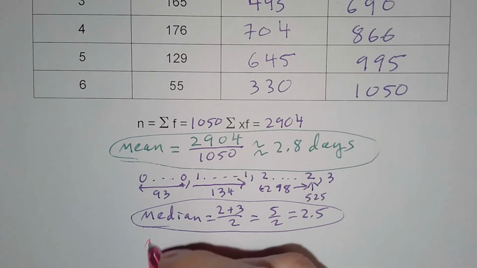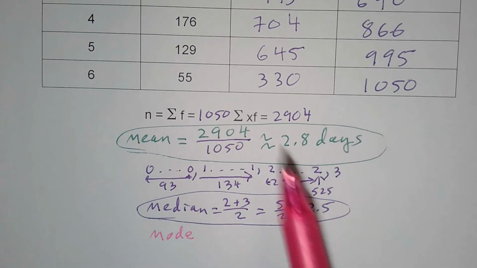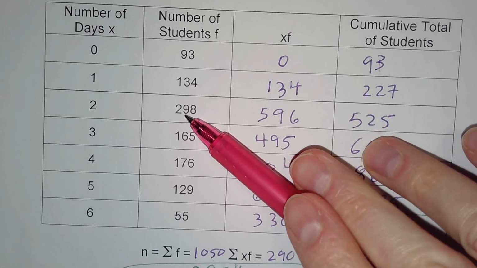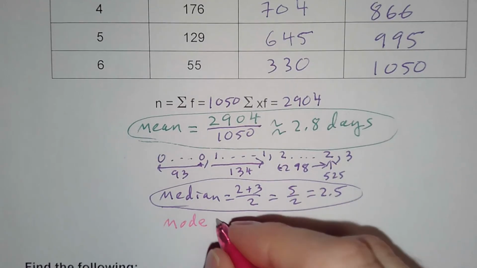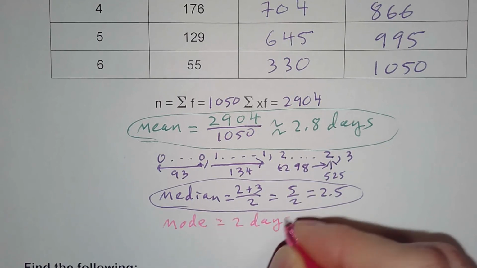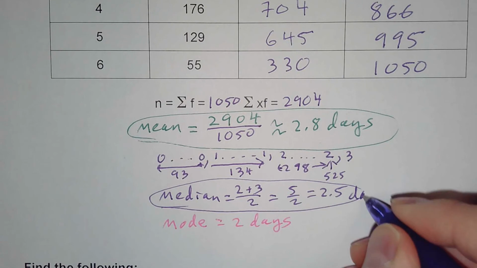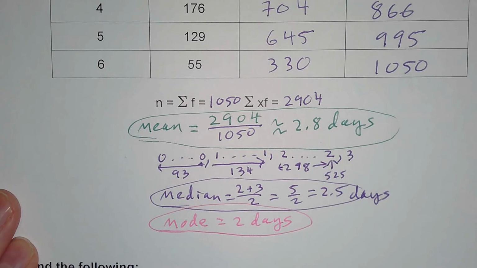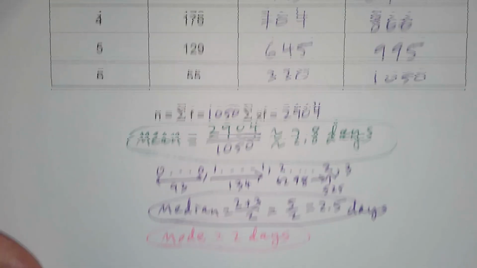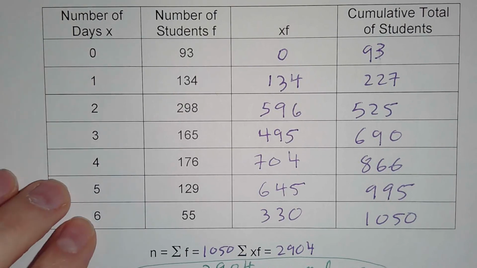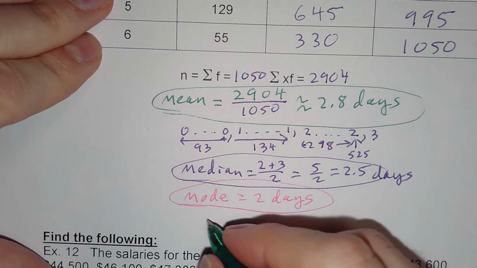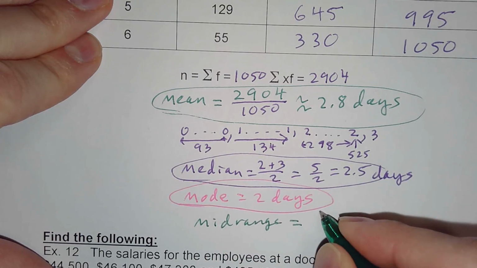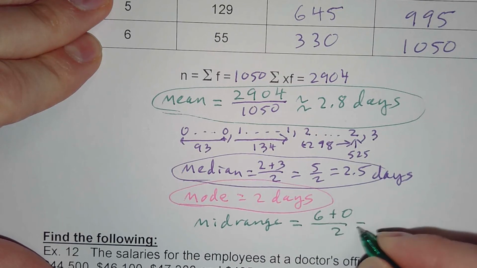For my mode, well, I look at which number has the highest frequency. My biggest frequency back up here is 298. That was a 2. So my mode here is 2 days. And I forgot to put the units on the last one. And now we just need to calculate the mid-range. The smallest value is 0. The largest value is 6. So I'm going to add those together and divide by 2. And that's going to give us 3 days.